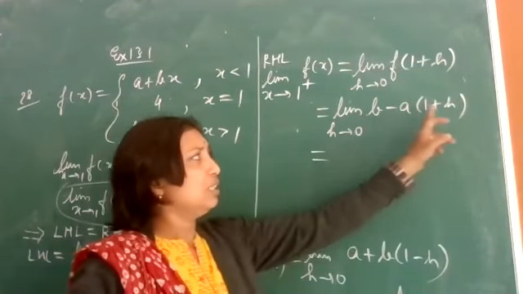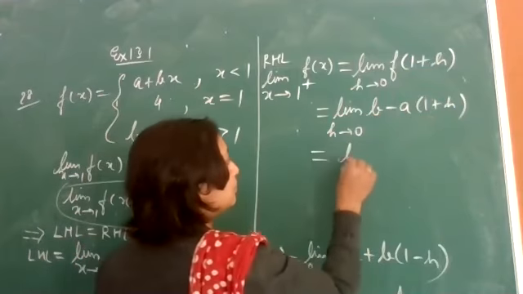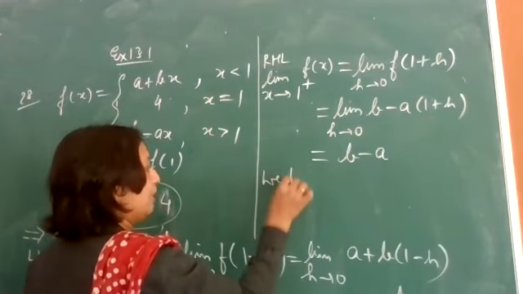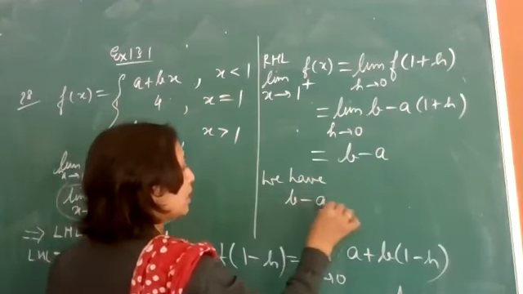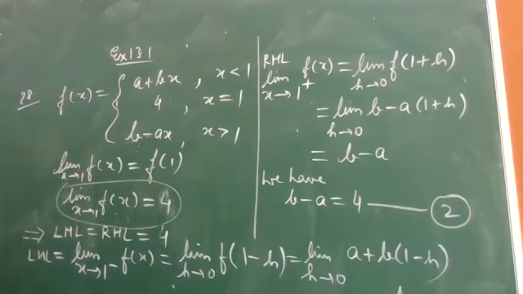And now, we can put h tends to 0. So we get b minus a. And we have b minus a equal to 4. This is second. So we have got two equations in a and b. We can solve them to get the values of a. Note it down. Any problem here in this question? Question is you have to find out the values of a and b. Any problem in this?